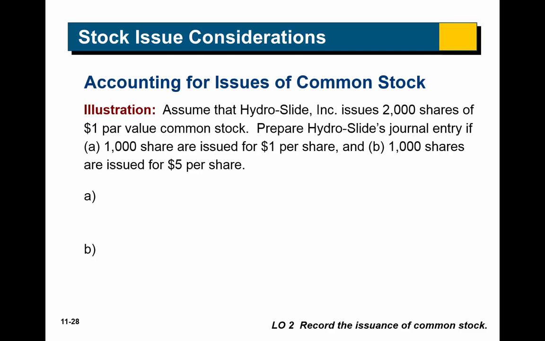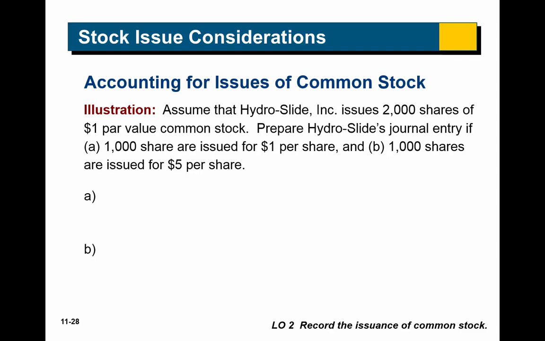Assume that Hydroslide Inc. issues 2,000 shares, $1 par value common stock. Prepare Hydroslide's entry if 1,000 shares are issued at $1 per share, and if 1,000 shares are issued at $5 per share. Here's where this issue of additional paid in capital that I was blundering through a moment ago will come up, and it'll make more sense when you see it as an example.